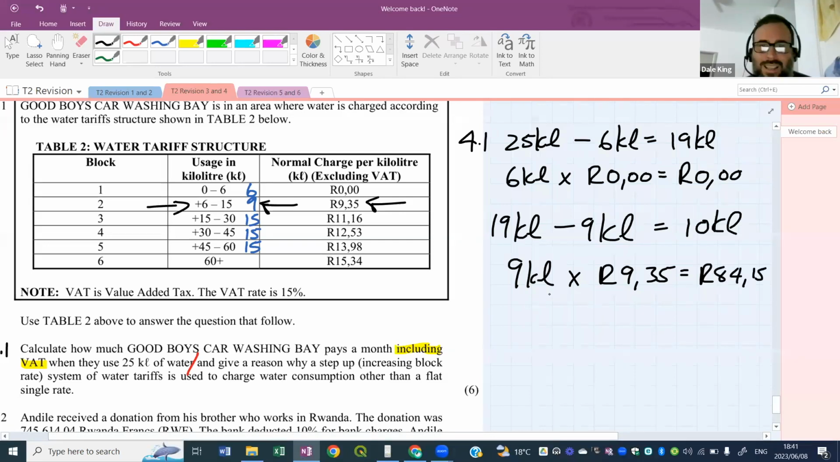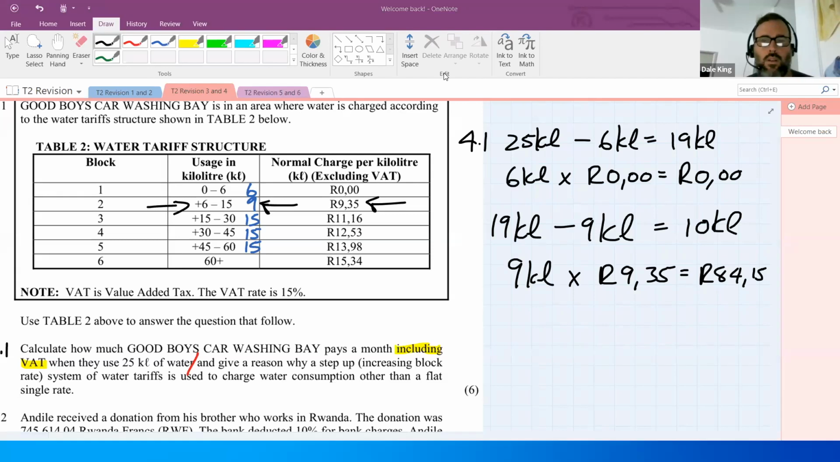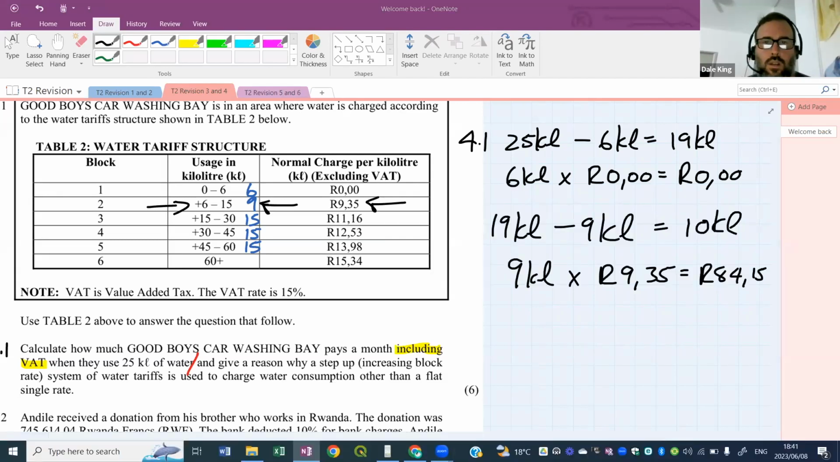All right, so the next 9 kiloliters of water we use is 84 and 15. Yes.